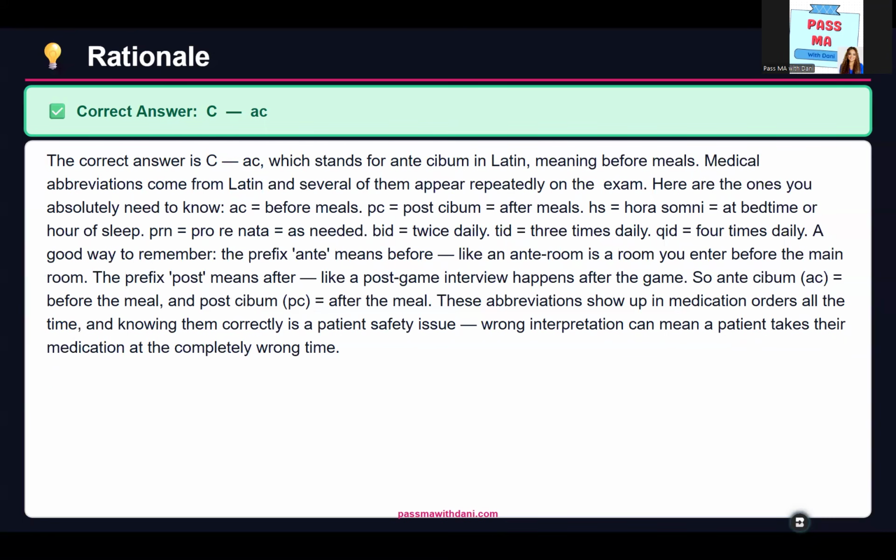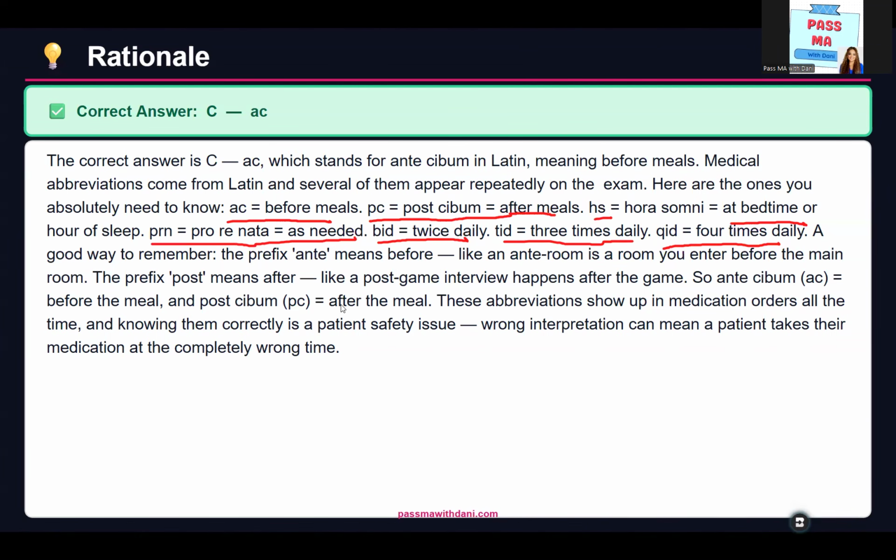Now, there are a few terms that I want you guys to remember for your exam, okay? Again, AC is before meals, PC is after meals, HS actually can be at bedtime or hour of sleep. PRN means as needed. The term BID means twice daily. TID means 3 times a day. And QID means 4 times a day. You guys will actually see this throughout the exam. They will take med terms and incorporate them in scenario-based questions.